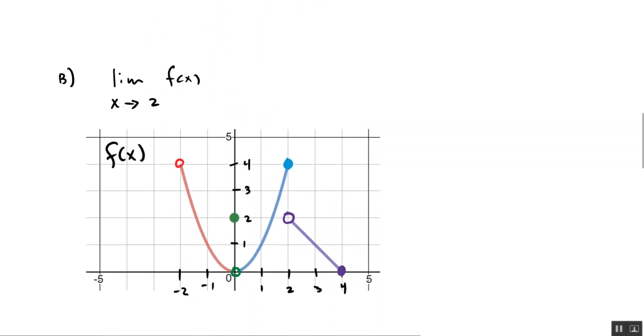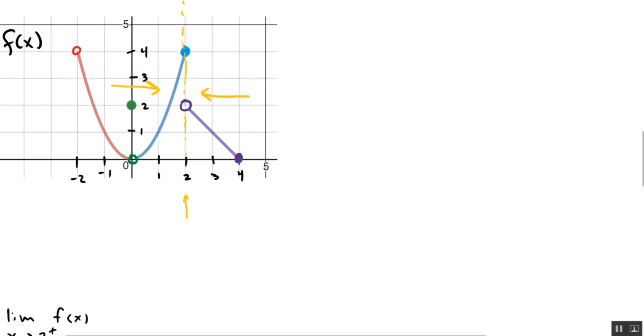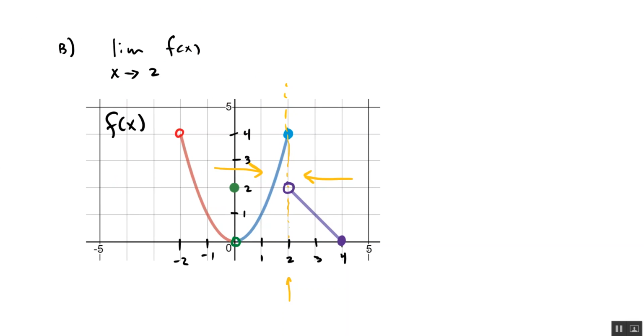How about the second one? The limit of f as x approaches 2. So 2 is right here. This is a limit, not a one-sided limit, so we're going to go from both sides. We'll be going this direction, and we'll be coming from the left as well. And again, this is our point of interest. If we trace the function coming from the right, it looks like the y value is going towards 2. So the limit of f as x approaches 2 from the right is 2.